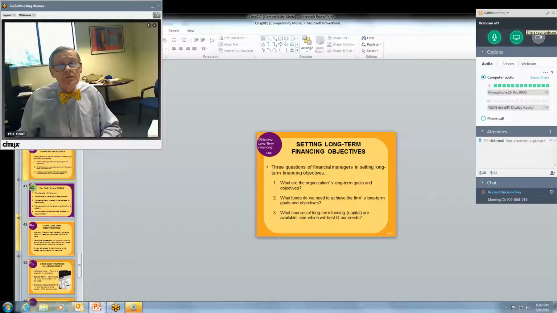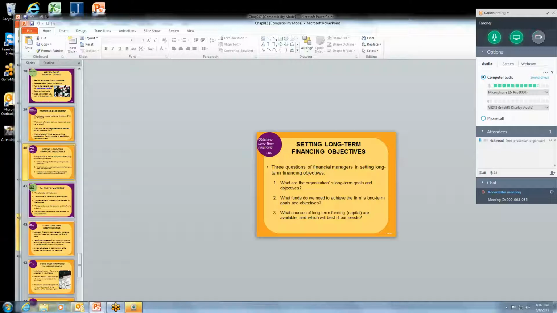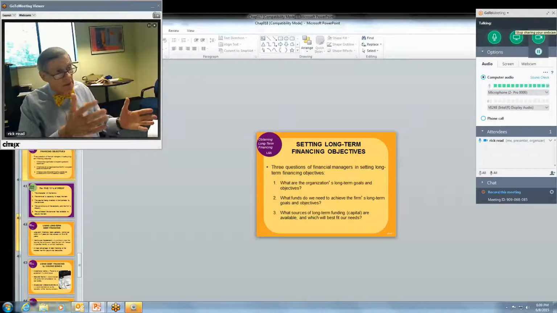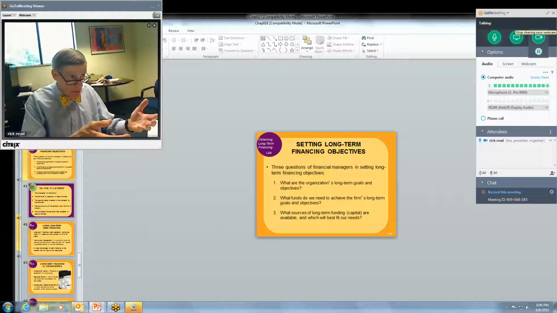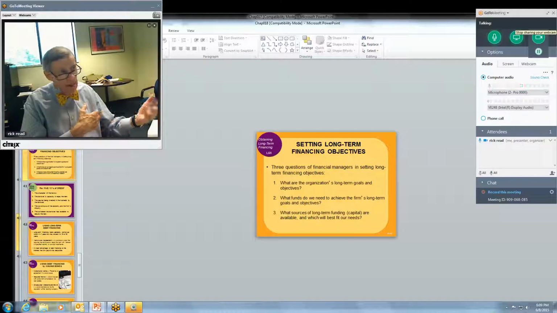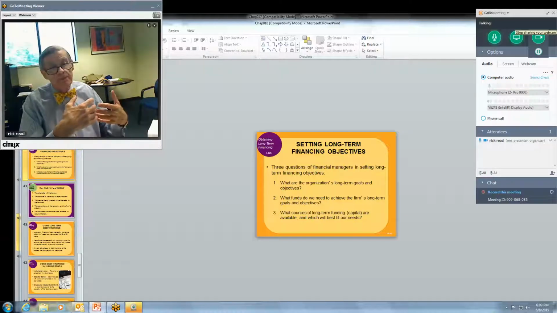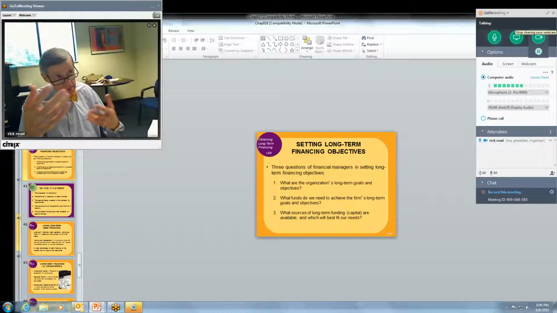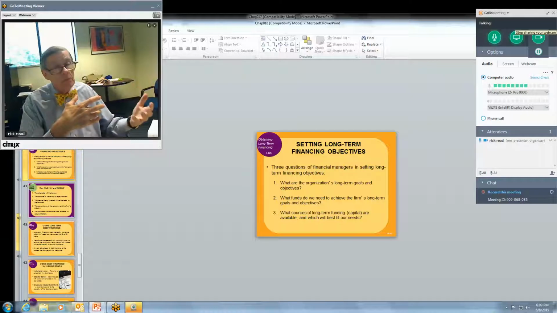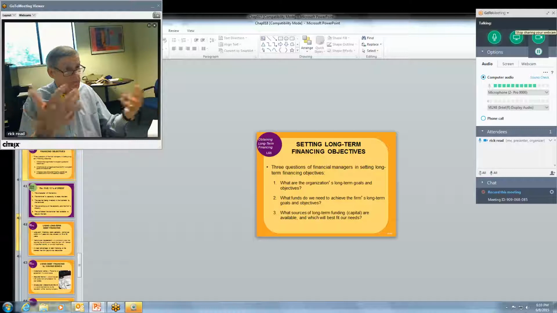Well, these are things that you need to do. Financial managers need to think about in setting long-term financing objectives. Where does the company want to go long-term? It has to know that. It has to know the plan. What do we need in the way of money to meet our objectives and goals? And what sources of long-term funding are available? What's going to best fit our needs?